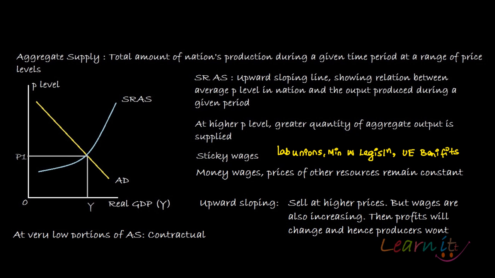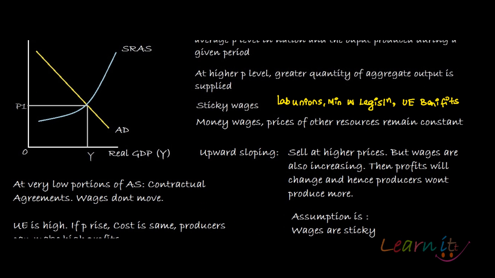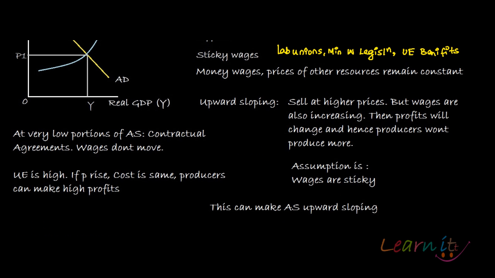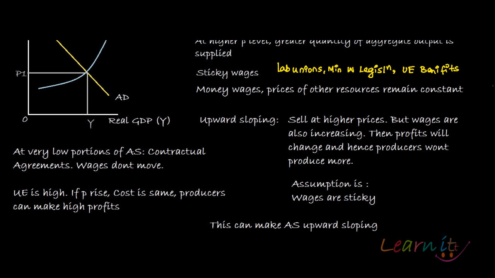But the point is, how do all of these make the AS curve upward sloping? Well, if you want to produce more, you will be making your decision based on the profits you can make. Profits depend upon revenue and cost. Now, if costs are constant because wages are sticky, then you as a producer can increase profit by increasing your revenue. Your revenue will increase as price increases, because at higher prices, you as a producer would want to supply more.